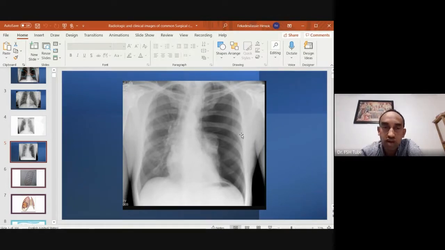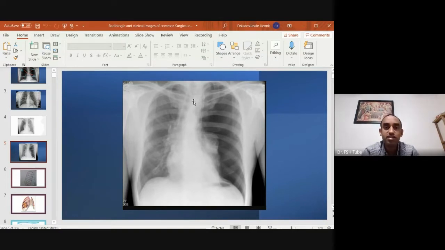Left tension pneumothorax. Yes, excellent, Meron. So there is a component of tension. Because you say left tension pneumothorax, excellent. That is the diagnosis. So you see completely collapsed lung, like the previous one. The left lung is completely collapsed, and the entire left thoracic cavity, pleural cavity, is filled with pneumothorax.